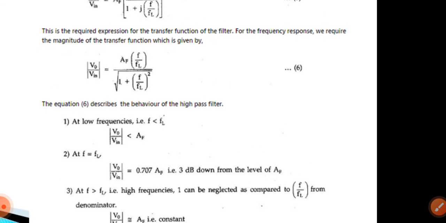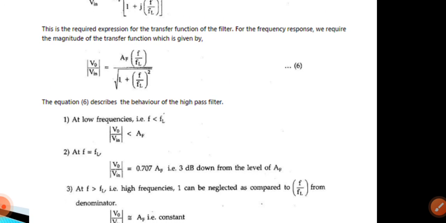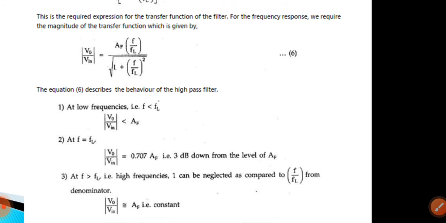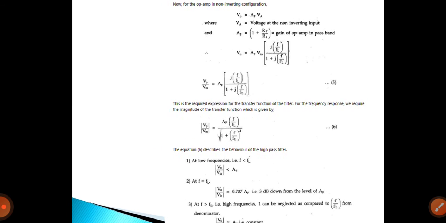F is less than FL at low frequencies. V naught by V in is less than AF. F equals to FL, it is 0.707 into AF. It is the 3 dB point, always we are taking in the graph. It is the F equals to FL. F is greater than FL, higher frequencies. One can be neglected as compared to the F by FL. From the denominator, determination of V naught by V in equals to AF, it is constant. Here the graph we are going to see.